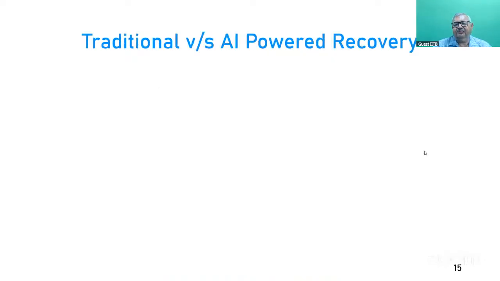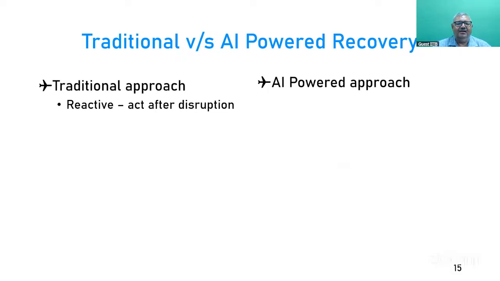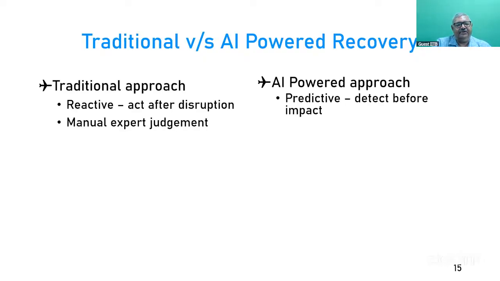Now there are two ways in which you can recover from IROPS. One is the traditional way, which takes 4 to 8 hours, and the other is using AI. So let's look at these two approaches simultaneously. In a traditional approach, you have a reactive approach. That means you are told that there is a delay and then you start acting on it. It's always worse than a proactive or predictive approach, where you detect impending IROPS before they actually start. So you can buy some time to plan for your recovery.